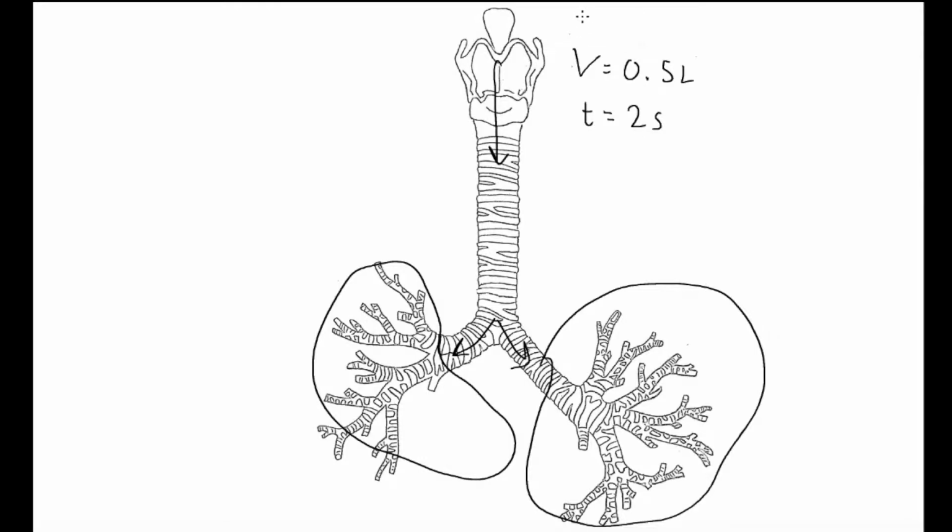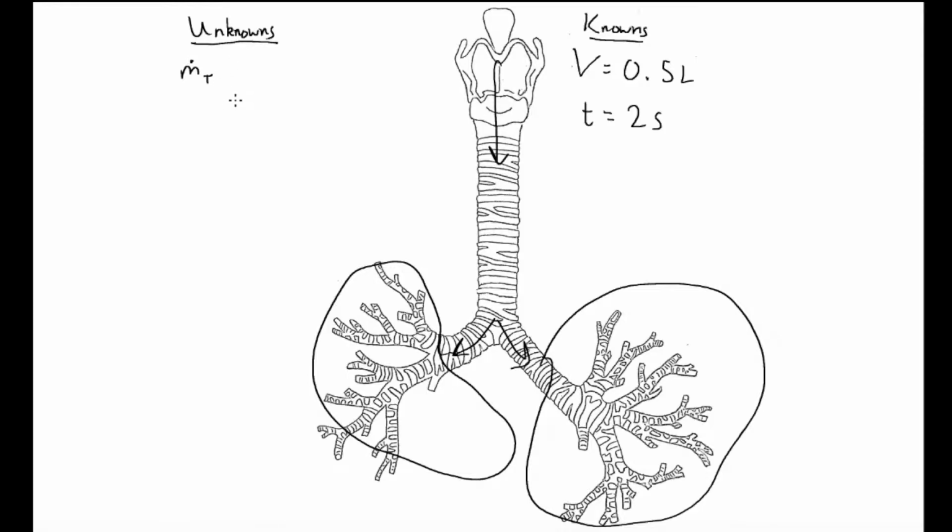So actually, let's make a heading here. These are our knowns. And I'll make a separate one here for our unknowns. And we are to find the mass flow rate of air through the trachea. So mass flow rate trachea.